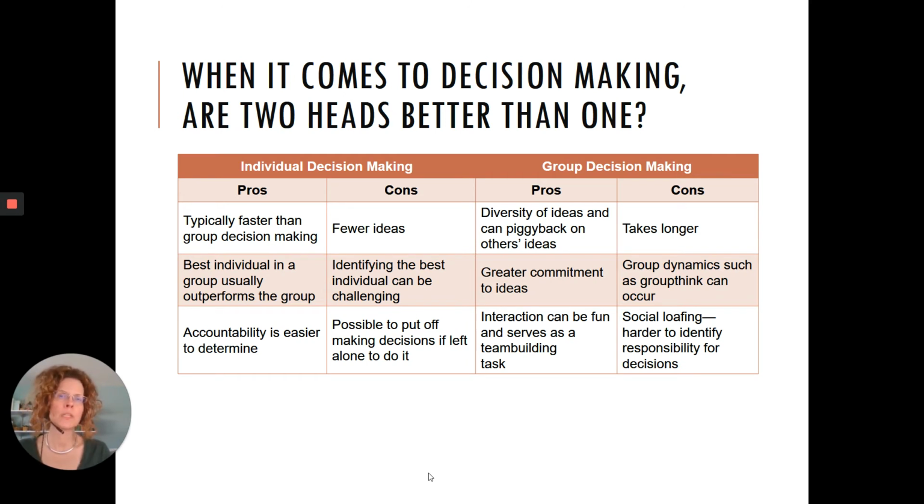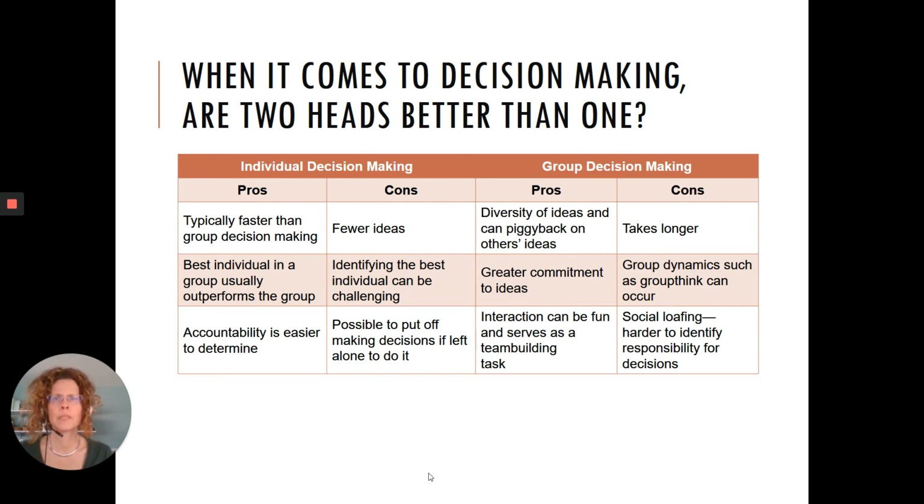In terms of group decision making, the pros: you get way more ideas, right? Lots more diversity. People can piggyback on each other's ideas. People tend to be more committed to those ideas, those decisions once they're made, and the interaction, frankly, can be fun and serve as a team building task. With respect to cons, it takes longer. Whenever you ask a group of people to make a decision, it's going to take longer than if just one person had made that decision.